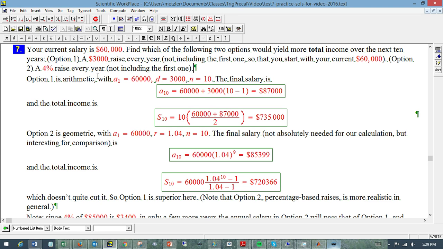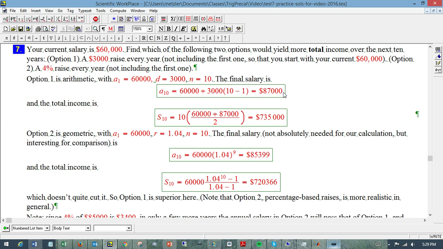Okay. So option one is an arithmetic sequence. That's the key. A sub 1 is 60,000. The raise was given as 3,000. N is 10. That's the next 10 years. So the final salary is 60,000 plus 9 raises, that's crucial, of $3,000: 27,000 plus 60,000, $87,000.